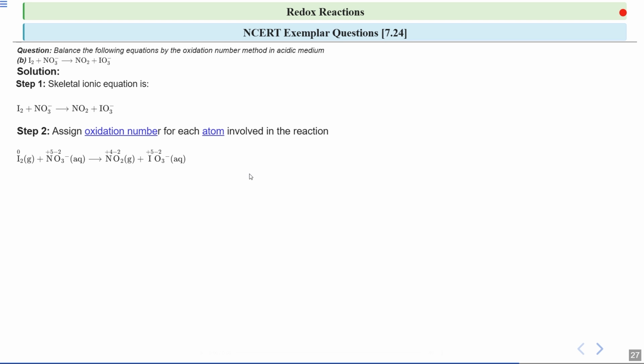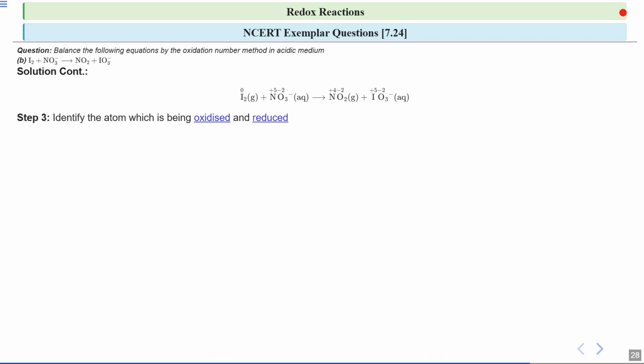What about the other species? Nitrogen in NO3- will show a +5 oxidation state. How? Because 3 times -2 from oxygen is -6, and the ion has an overall -1 charge. To keep the charge at -1, you have to assign +5 to nitrogen. Similarly, in IO3- we have one negative charge, so 3 times -2 is -6, and for -1 overall, iodine is +5. Then NO2 is completely neutral. A -4 charge comes from the 2 oxygens, and that is neutralized by the +4 oxidation state of nitrogen.